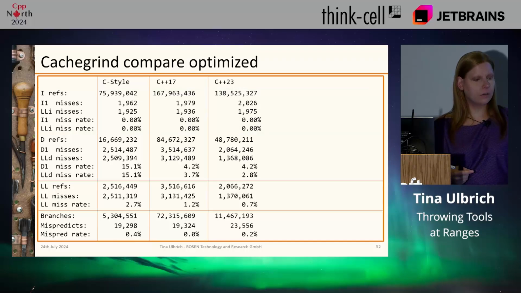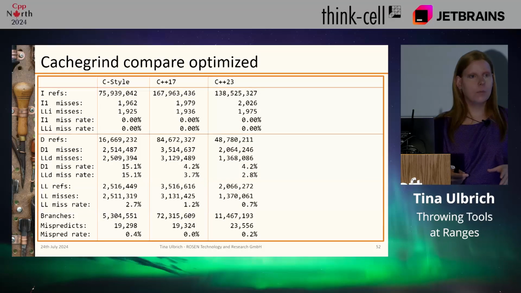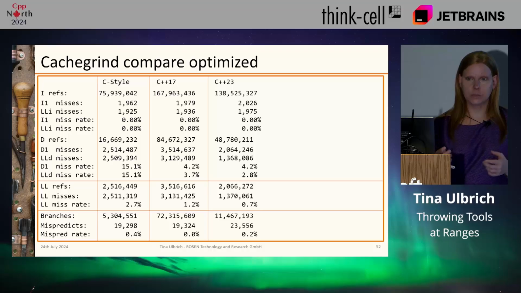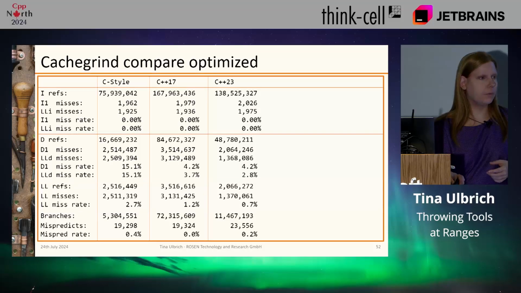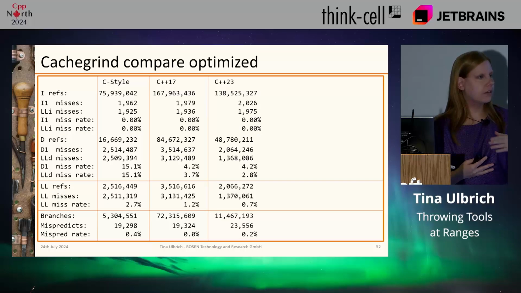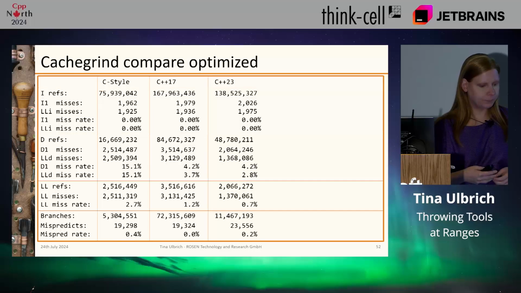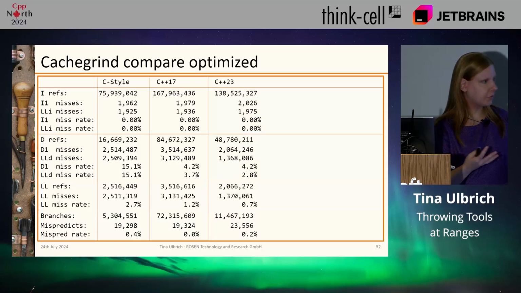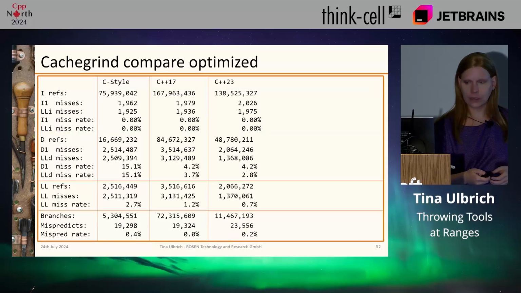So the C-style scores really well with the instruction refs and also the data refs and the branches, but it is slightly slower than the C++23 version with the ranges. So just because the numbers are high here doesn't mean that the program is bad. It just means this is something that you might want to look into if you're optimizing for a specific thing.